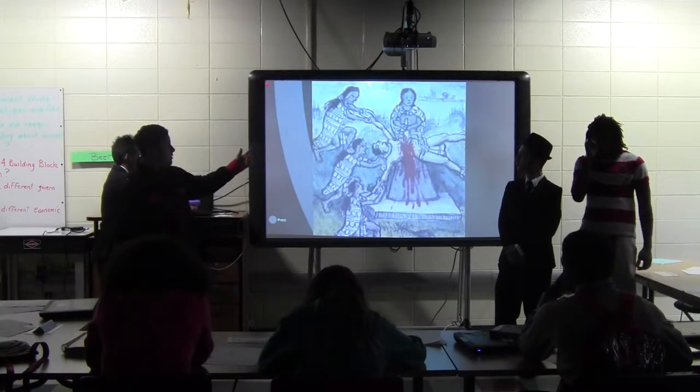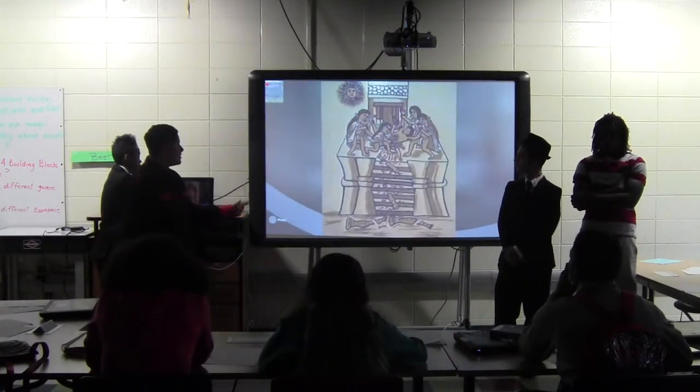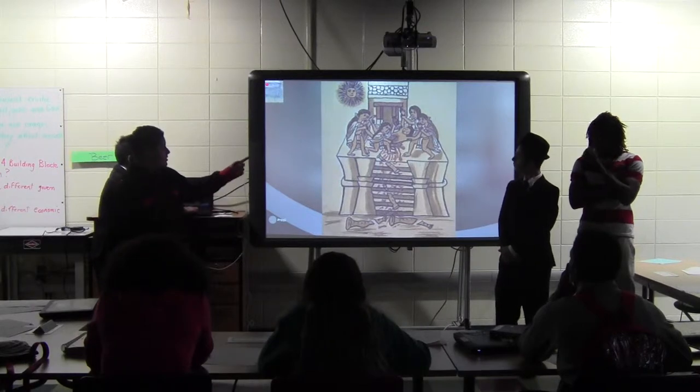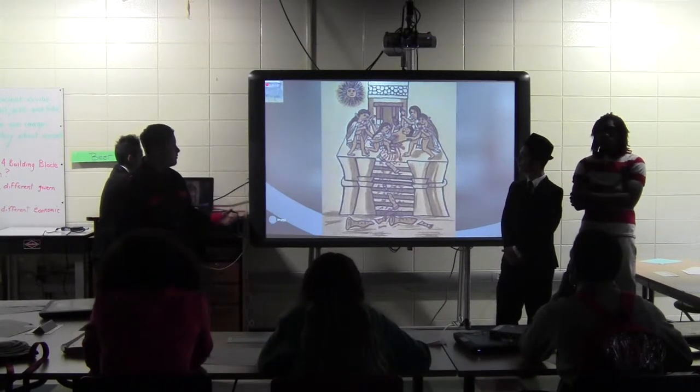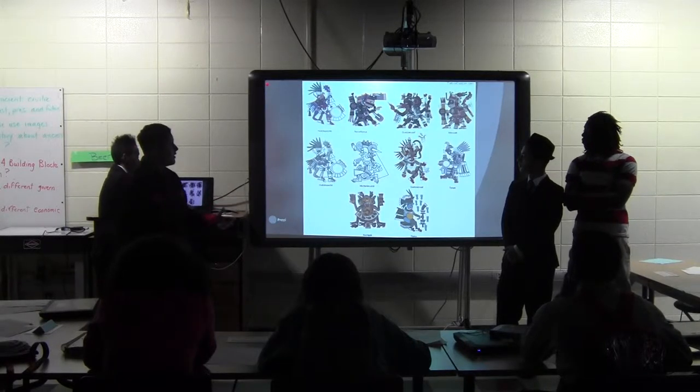You can see the woman stabbing him, and that's also another human sacrifice. They just rip the heart out when you're alive too. Those are examples of some gods that they worshiped in the Aztec religion.